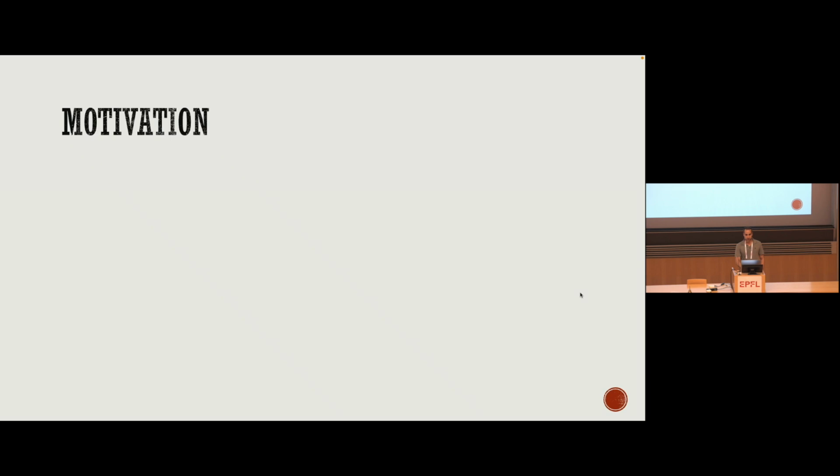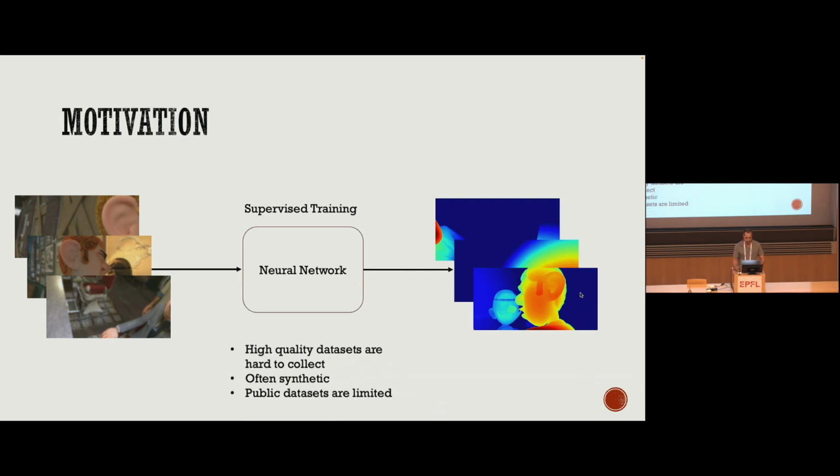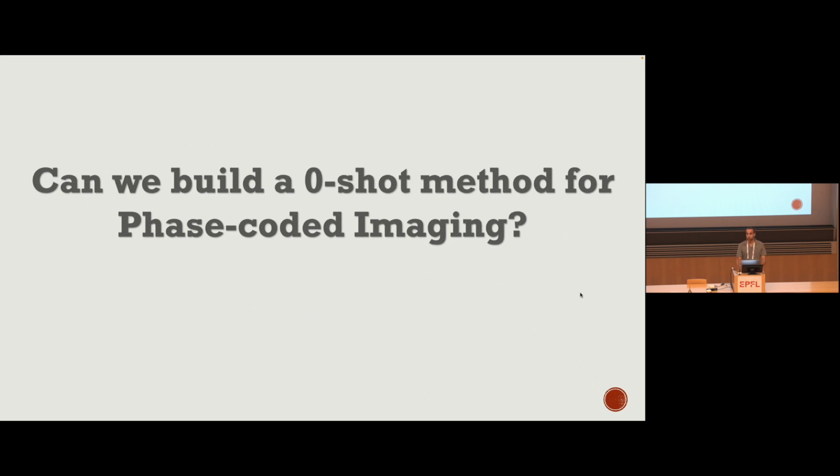I'll begin with a little bit of motivation. Usually when we have phase-coded imaging and we want to solve some vision task, we'll probably use a supervised training scheme, where we have the blurred images as input and the supervision ground truth, for example, depth maps. But for that, you need datasets, and datasets in this area need to be high quality, which means they are hard to collect. Sometimes you overcome this by using synthetic data, since you can simulate everything and it is much more comfortable. Even if you have some real-world datasets, they are usually limited, or at least there are not many. So our main motivation was, can we push this further and build a zero-shot method for phase-coded imaging and remove the necessity for a dataset?